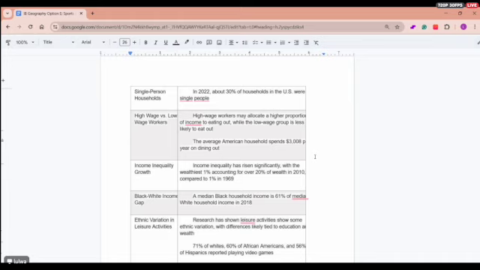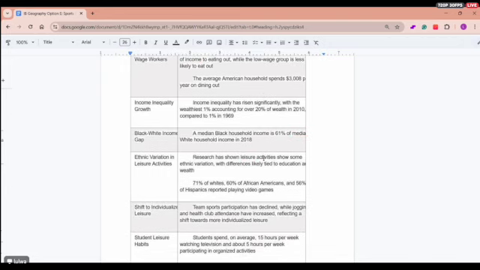And there's a lot of income inequality growth, with the wealthiest 1% in the United States accounting for over 20% of the wealth in 2010, which is a lot. So there's a big financial inequality in the United States. There's also a big Black-white income gap. The median Black household income was 61% of a white household income in 2018.